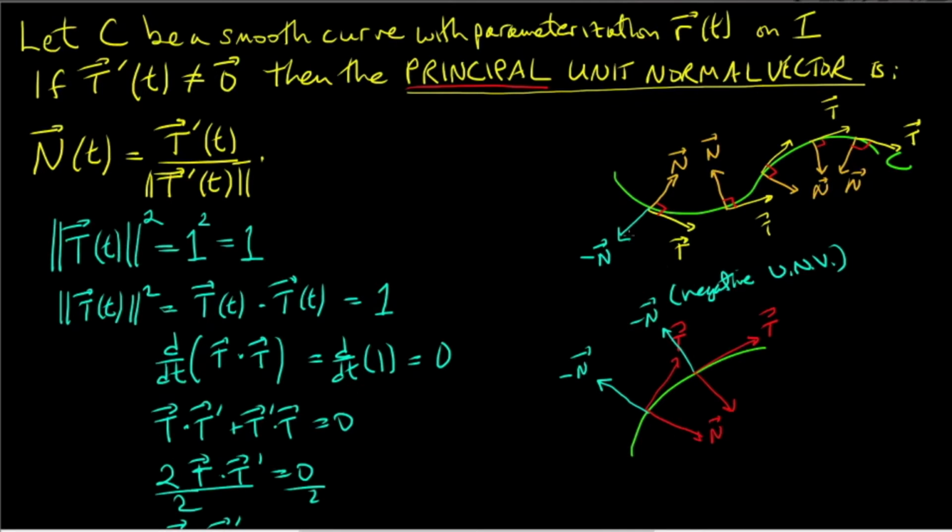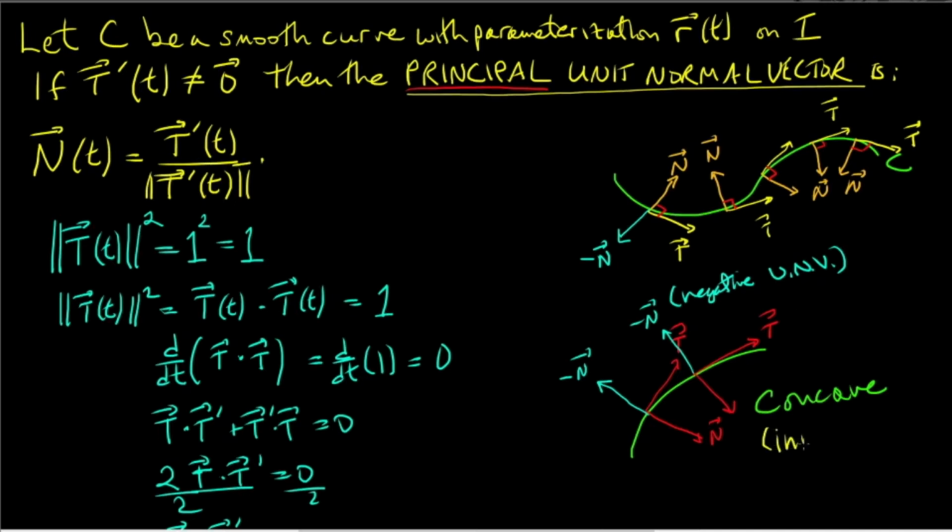So how do you know which is which? Well, whichever way the curve is curving. If it's curving to the right, the normal vector will point to the right. It's going to point where it's concave. In other words, inward, not outward. The negative vectors will be pointing outward, or where it's convex instead of concave. So inward is the principal unit normal vector. Outward is the one we don't want. That'll be the negative unit normal vector.